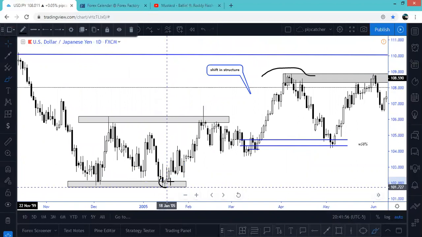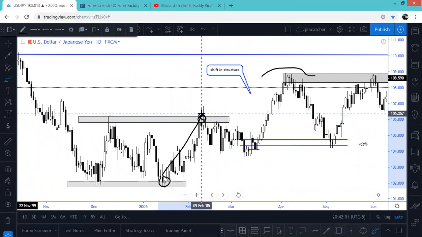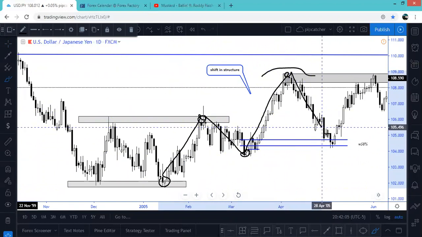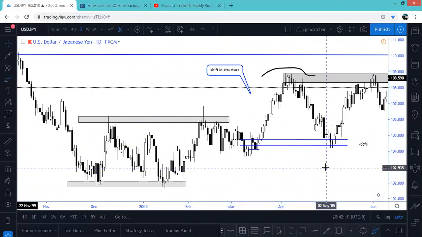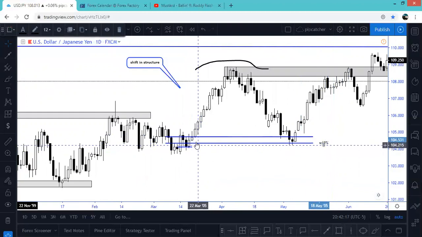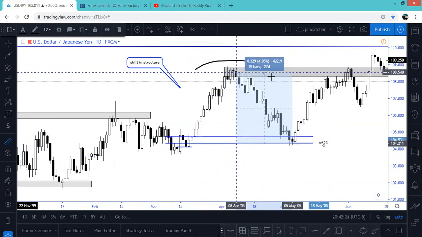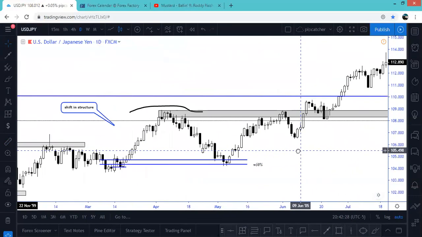So we have this low, and we come up, we make a higher high, a higher low, a higher high, and a higher low, right? That's basic market structure. Basic, basic market structure. We come back down into this 50% weekly candle, which is also the 50% daily candle. Let's say we bought right here, TP at these highs. It's a good 440 pips, right?